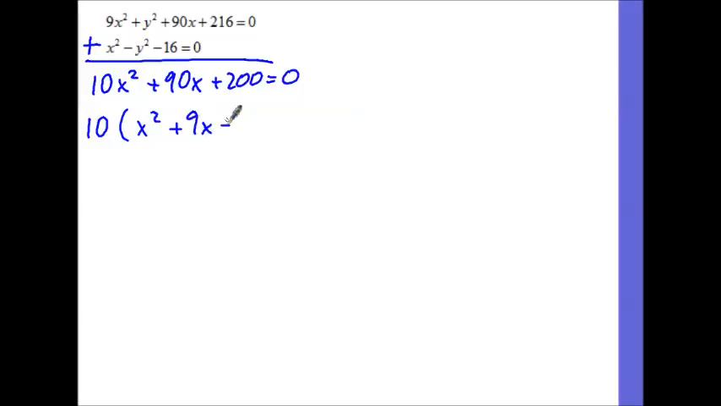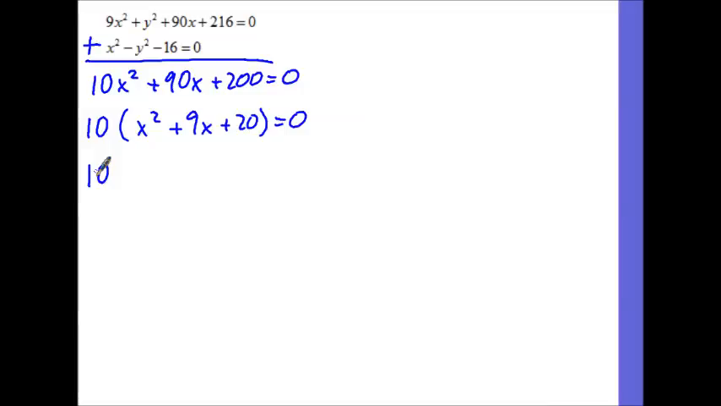So this way we're going to get 10x squared, no more y squareds, plus 90x plus 200 is equal to 0. And again, here we have a greatest common factor of 10, leaving us in parentheses with x squared plus 9x plus 20 is equal to 0. X squared plus 9x plus 20 is what we want to factor if possible. If we look at it, we see that we do indeed have two factors of 20 that add up to 9. The numbers are 4 and 5.